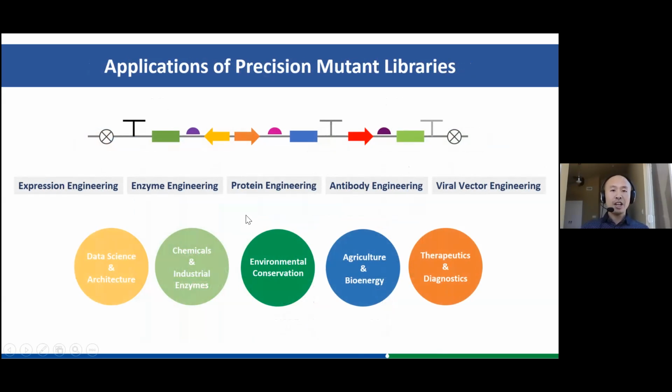So I shared 3 different case studies with you guys in this presentation: enzyme engineering, antibody engineering, and viral vector engineering. But our precision mutant libraries can be applied for any type of protein engineering, as well as even for promoter engineering. And you can imagine, this type of application is going to be very useful for someone who is building a genetic circuit or doing pathway engineering.